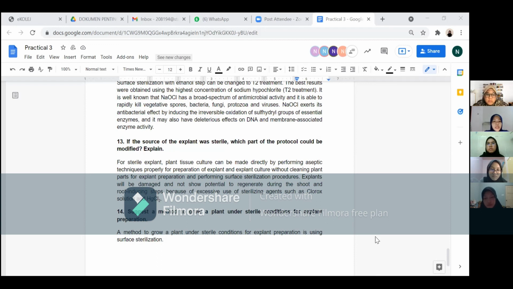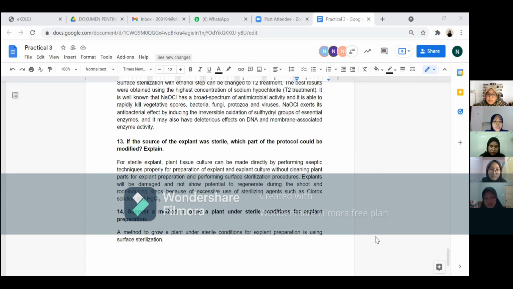If the sterilization process of the explant were done again, it would be damaged and not show potential to regenerate during the shoot and root inducing step because of excessive use of sterilizing agents such as Clorox solution and mercury chloride.